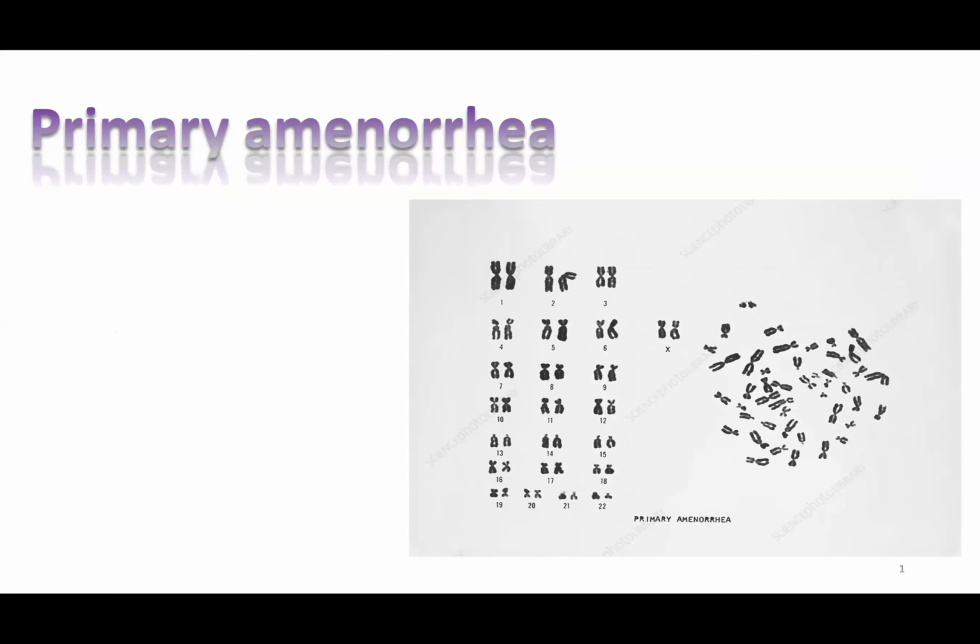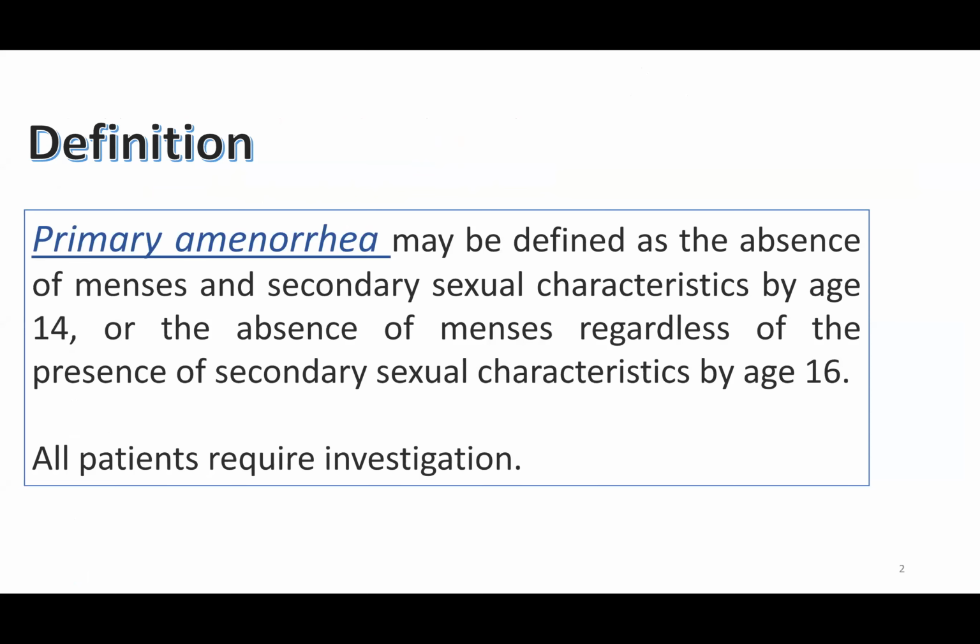Today's lecture will be about primary amenorrhea. We have two lectures regarding amenorrhea. The first will be primary and the second will be about secondary amenorrhea. It is defined as the absence of menstrual cycles by the age of 14 with the absence of secondary sexual characteristics, or the absence of menstrual cycles by the age of 16 in the presence of secondary sexual characteristics. All the patients require investigation.